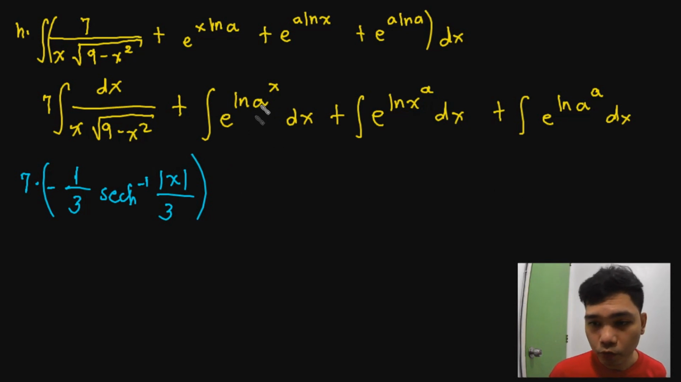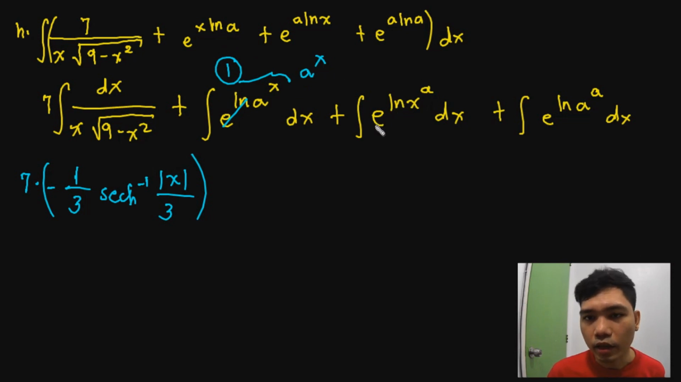Now for the first one, what we have here is e to the ln of a raised to x. And remember, if we want to simplify this further, we could say that this is actually equal to a to the x, because this e raised to ln becomes actually equal to 1. So that makes this a to the x. And then this one becomes x to the a, and finally the last one becomes a to the a. So we can simply integrate all of these expressions based on the rules that we know.